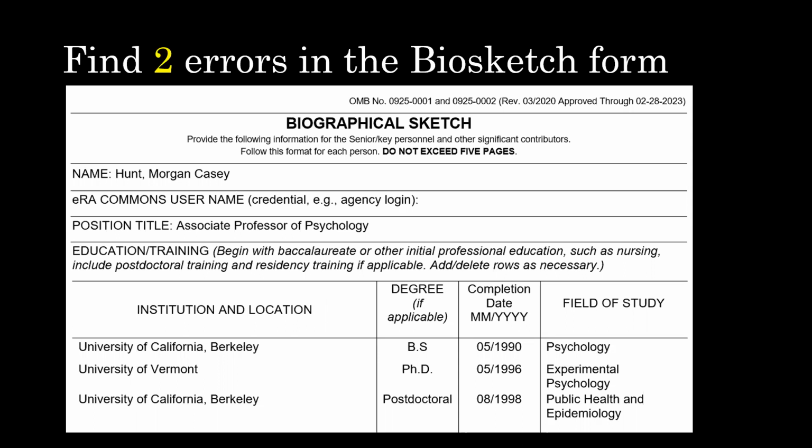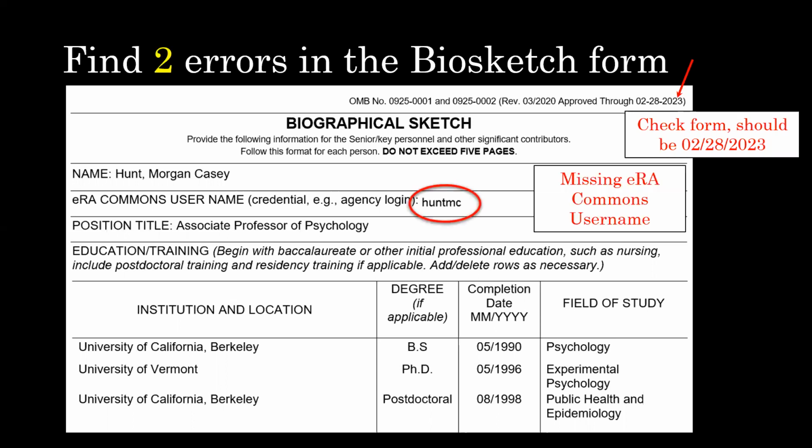So the first one, a lot of people are going to be messed up with this for a little while because they just changed the forms. The old forms just expired 3/31/2020, and the new forms just came out. So always make sure they're on the newest form. And then the second one is it's missing the ERA Commons username. These are very common mistakes that we see very often.